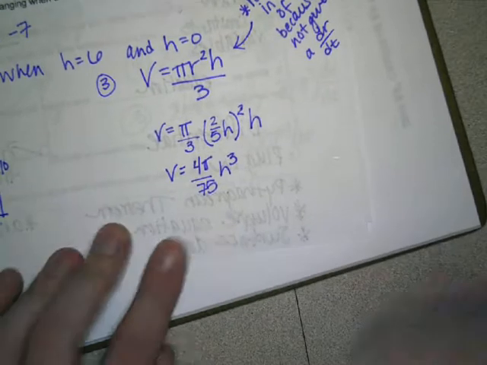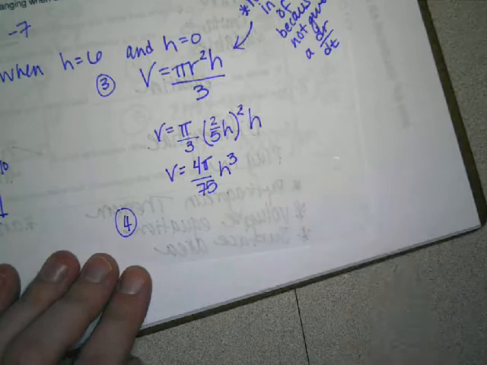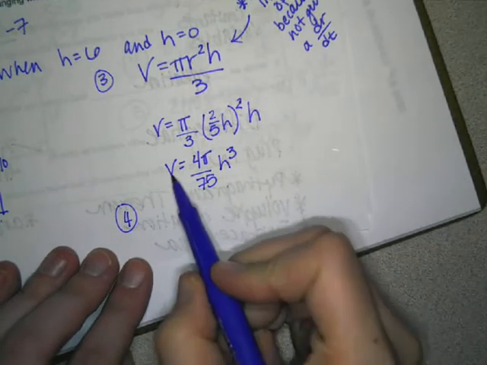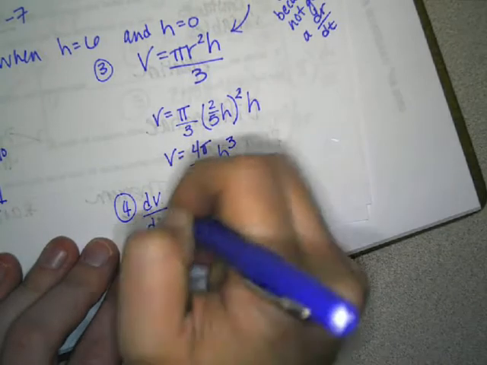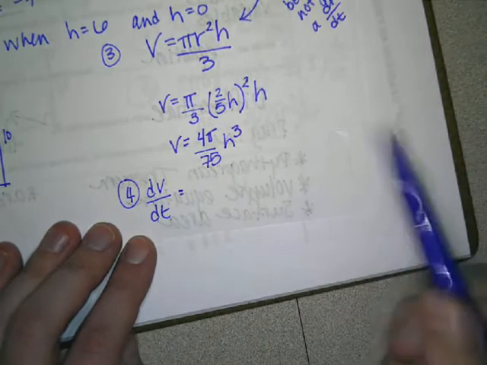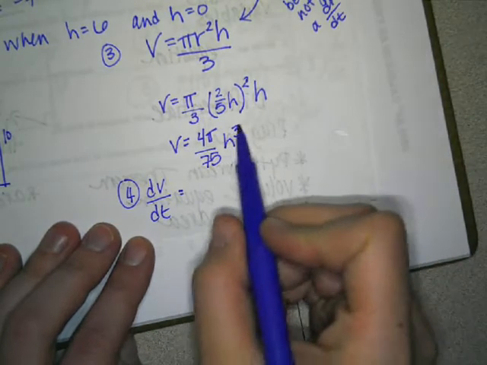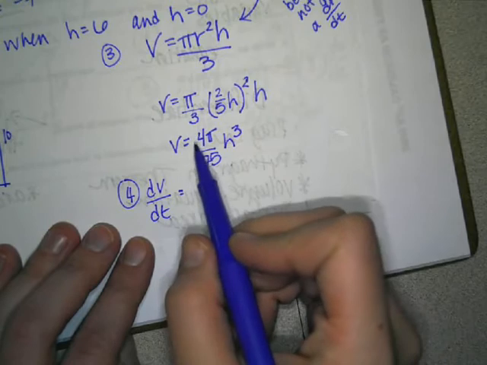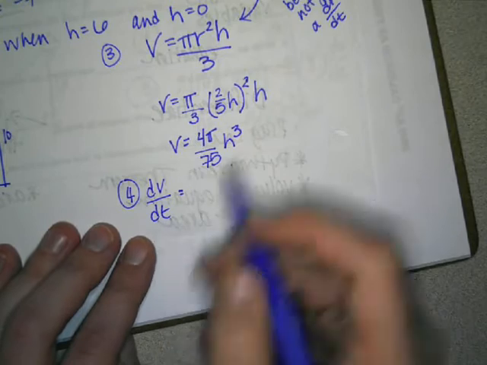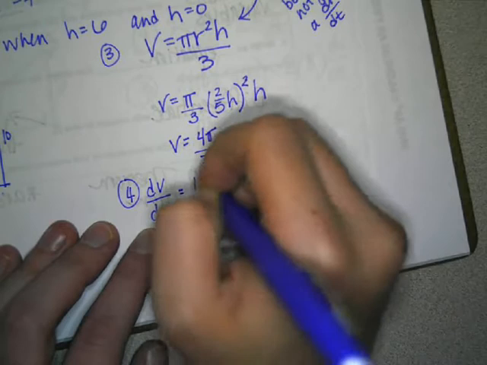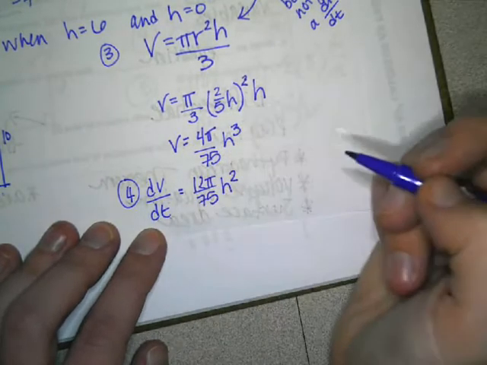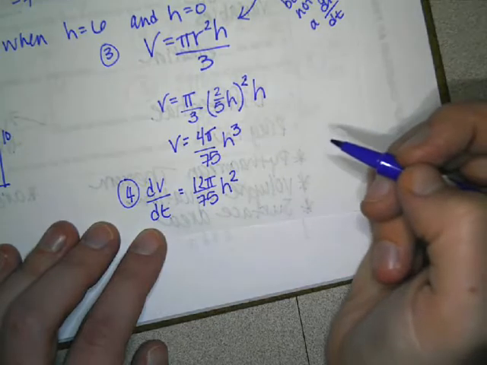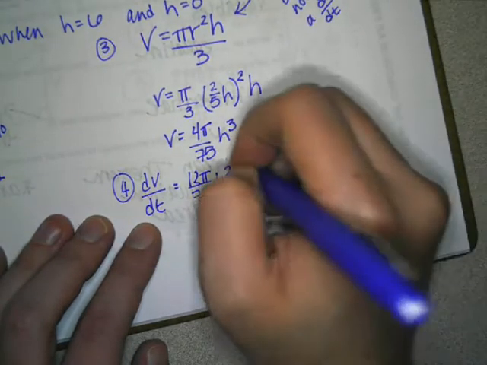Alright, now I can take the derivative. And when I take the derivative of V is dV over dt, because remember, with related rates, we're taking the derivative with respect to time. And then when I take the derivative of H cubed, bring the 3 out front. So we get 12 pi over 75 H squared. And what do I have to include there? dh over dt. Good.